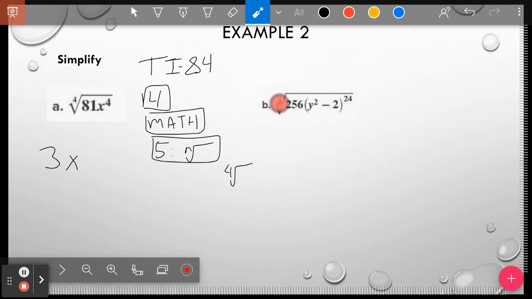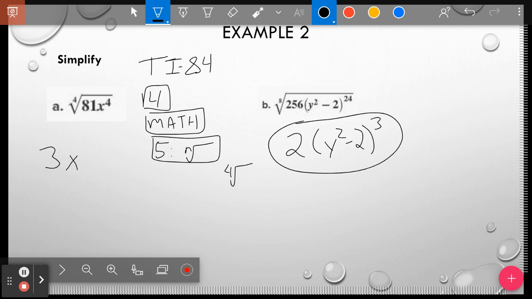8th root of 256. Again, I'm going to type the 8 and then hit math, the fifth one down, and type in 256, and the answer there is 2. So that is just 2. And then y squared minus 2 to the 24th. Well, I'm doing 24 divided by 8 is 3. And so I have this answer and this answer.